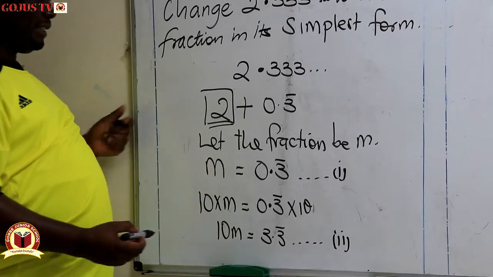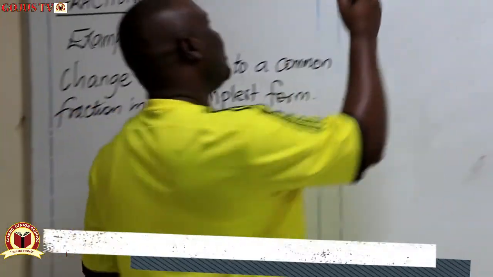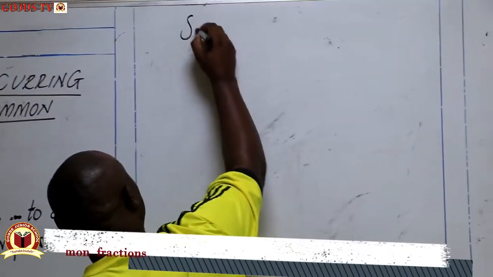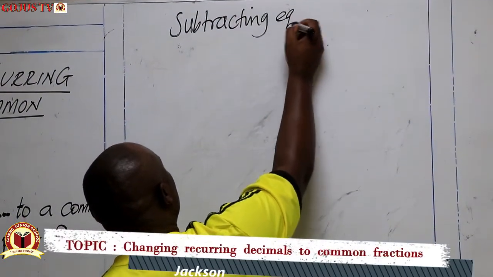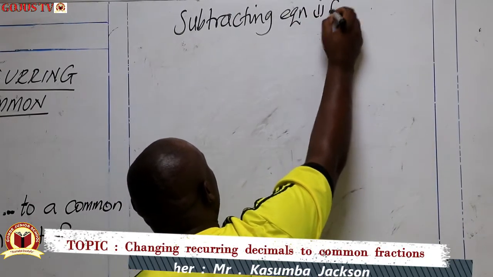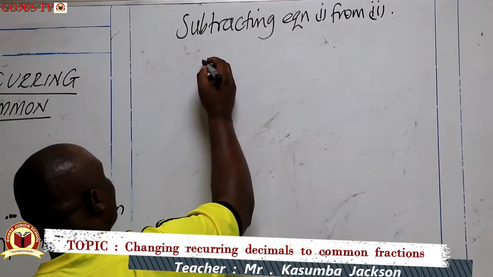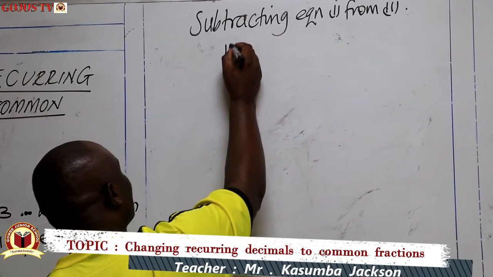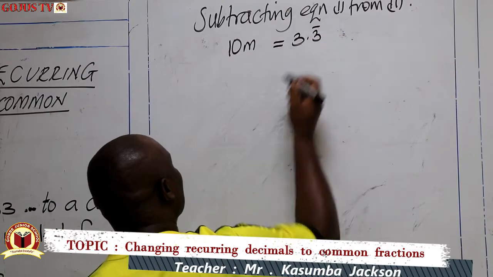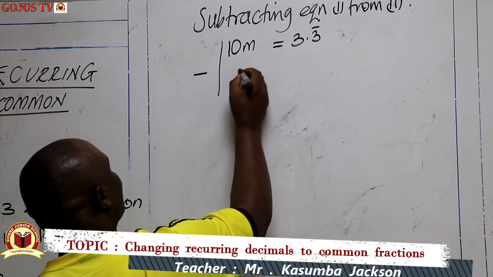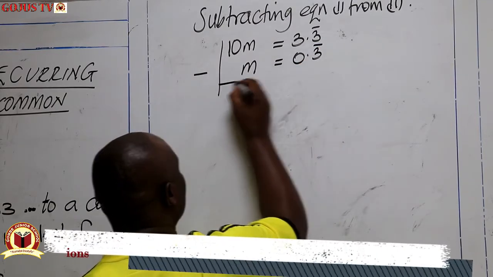What you should not forget is that we have a whole number kept at the side, which we shall add at the end. So the next step, of course, is subtracting, as we have always been doing: subtracting equation 1 from equation 2. So we write the second equation, 10m, which is equivalent to 3.3 recurring. We are taking away equation 1, which is m, being equivalent to 0.3, also recurring.